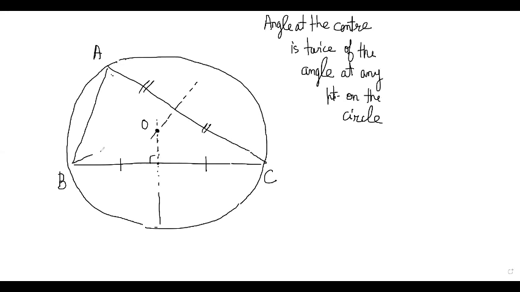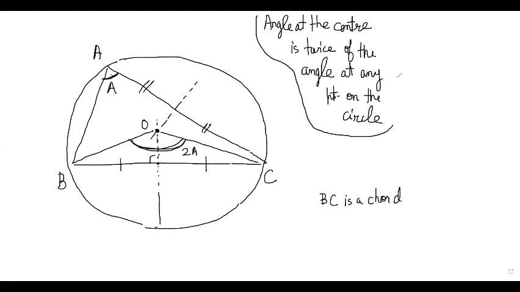Since O is the center, I will join O to B and O to C. And now O is the center, and BC is a chord, and the chord subtends some angle at the center. I don't know this angle, but I know for sure that this angle at the center will be double whatever the BC chord subtends at a circumference point. So notice that the BC chord is subtending angle A here, right? Therefore, this angle will be equal to 2A, because of the inscribed angle theorem, right?